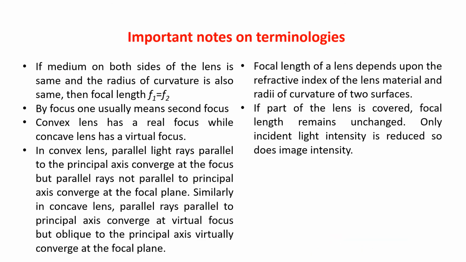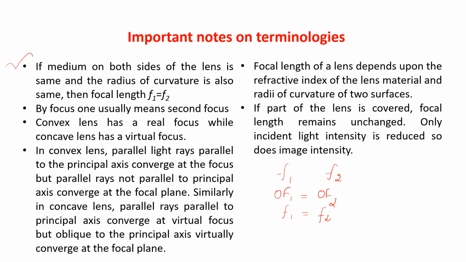Some important notes on terminologies. Very important to know all these points. The first one: if the medium on both sides of the lens is the same and the radius of curvature is also the same, then focal length f1 is equal to f2. Focal length is given by f1 and f2. Now, in the previous slide we spoke about the focal lengths OF1 and OF2. If the radius of curvature is the same, then OF1 is equal to OF2. In that case, f1 is equal to f2.